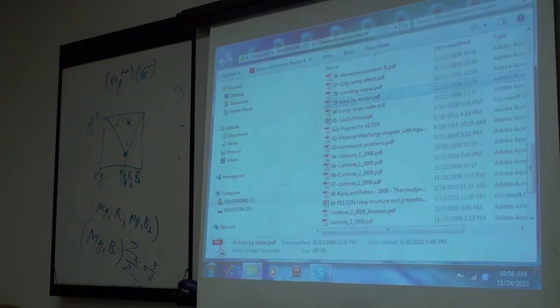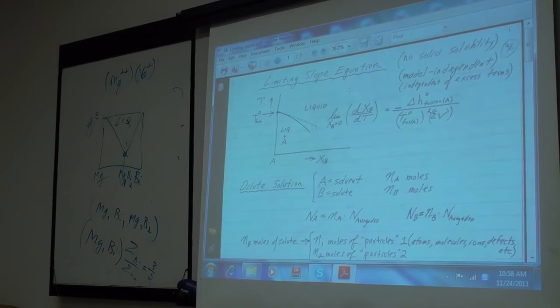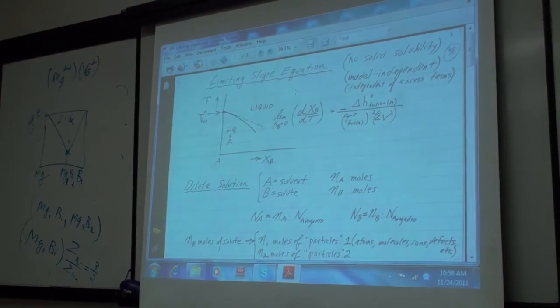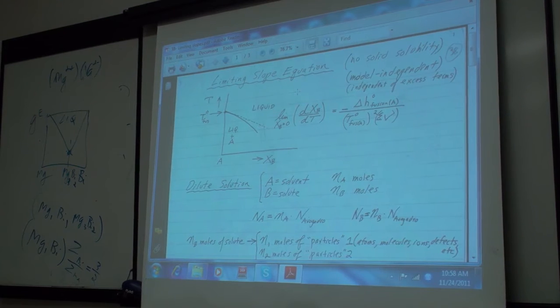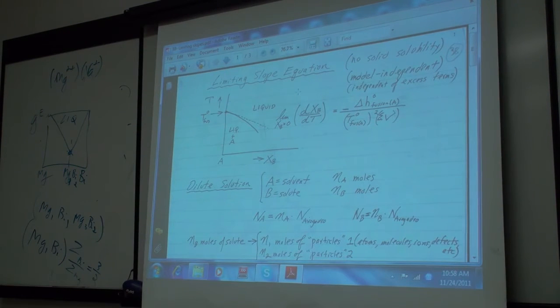All right, so that's the ionic liquid model. And the last thing I wanted to talk about was number 38, a limiting slope equation. This, I think, is useful. This goes back to thermodynamics. Remember we talked about before the limit.